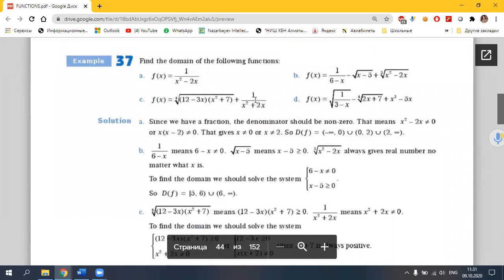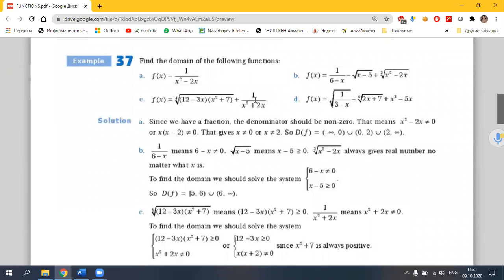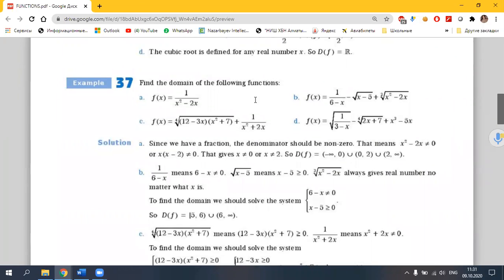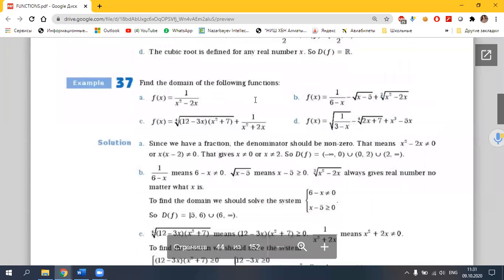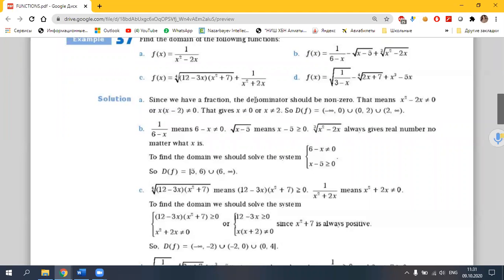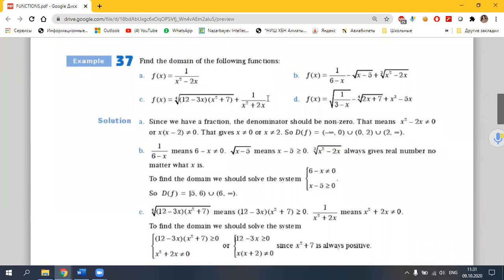Мына жерде де соны айтқан. Мына жерде бір басқашасын айтып көрейін. Через 10 минут дейді.